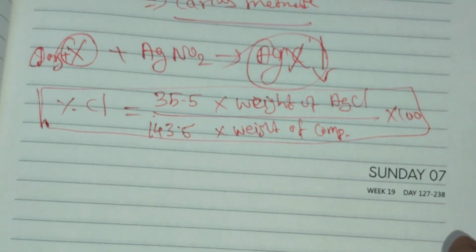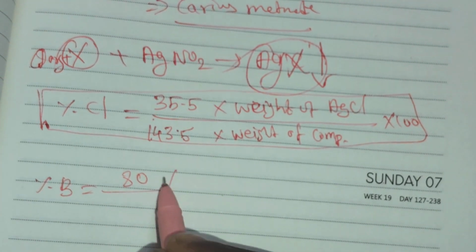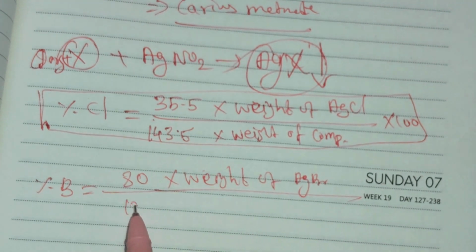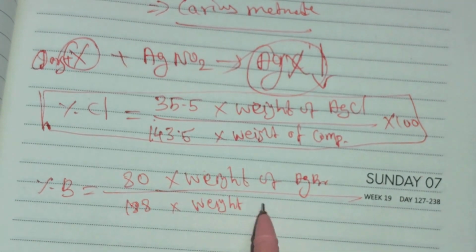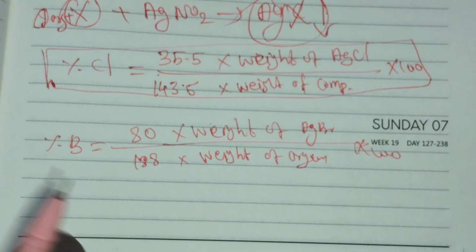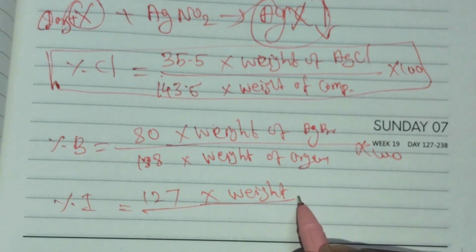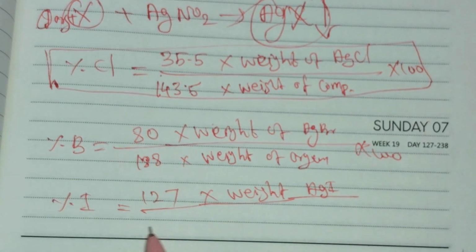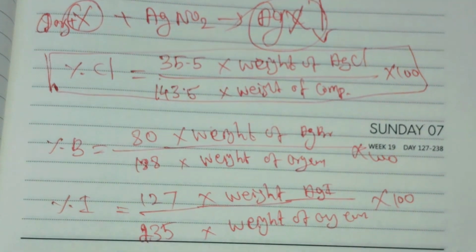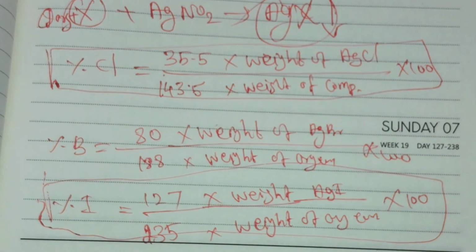The next case, the percentage of bromine, is equal to the mass of bromine, 80, into the weight of silver bromide, divided by 188 into the weight of the organic compound, into 100. Next, the percentage of iodine is equal to the mass of iodine, 127, into the weight of silver iodide, divided by 235 into the weight of the organic compound, into 100. These three formulas are very important. They are the most basic fundamentals for the percentage of halogens present in a particular organic compound, from the Carius method.